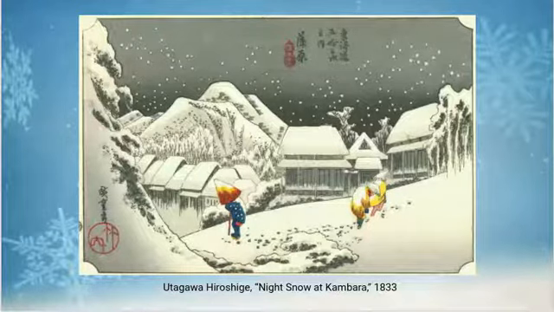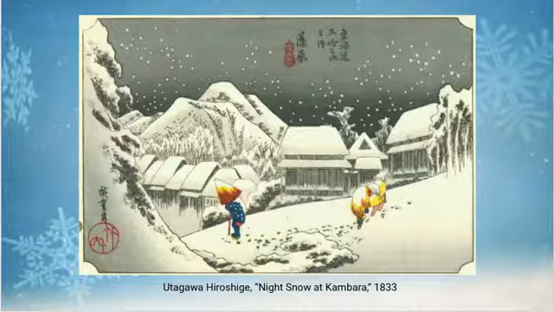Next, we're going to look at this painting. It's actually a woodblock print. It's called Night Snow at Kambara, and it's by an artist named Utagawa Hiroshige. He was a Japanese artist who painted and drew scenes that were from his life.